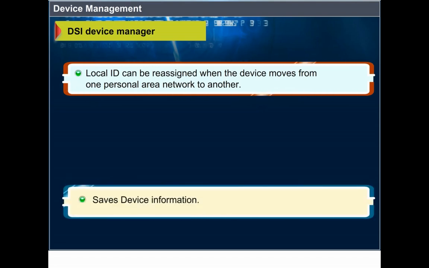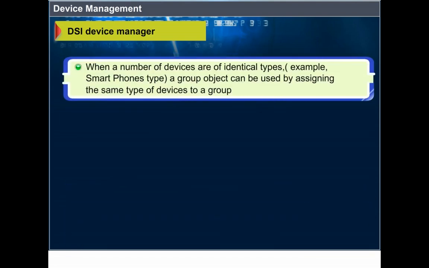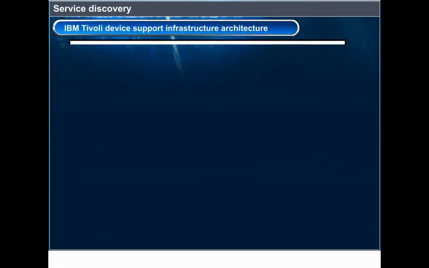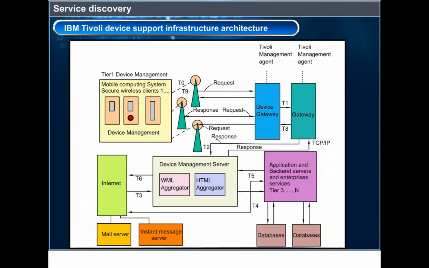Saves device information. When a number of devices are of identical types, for example, smartphones type, then a group object can be used by assigning the same type of devices to a group. The object then manages large number of devices of same type. Figure below shows IBM Tivoli Device Support Infrastructure Architecture.